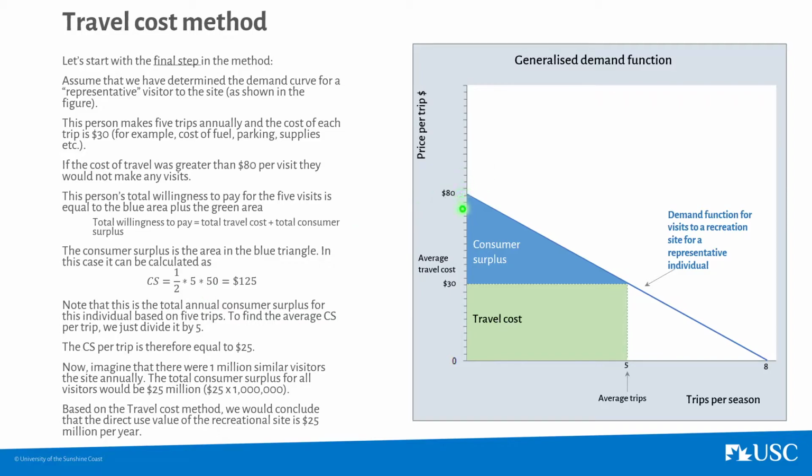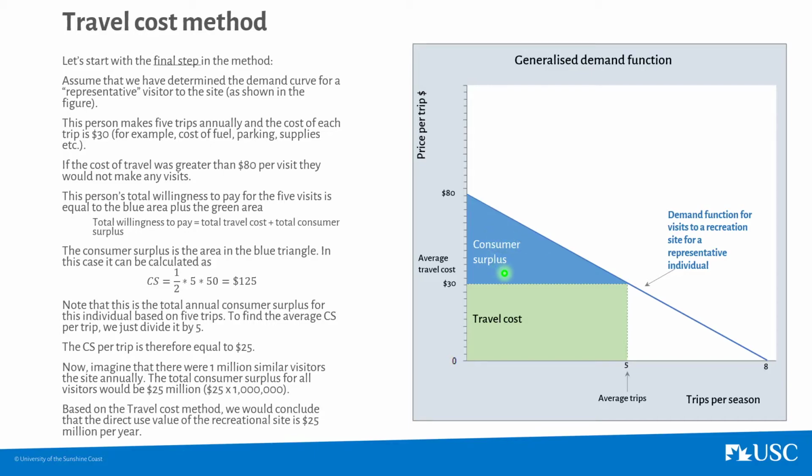So that is 50. They are consuming 5 trips. So 50 times 5 there. And then, so 250, but we would divide that by half because it's a triangle. It's only this part here. So that consumer surplus then in this particular example is 125. But note that that is the consumer surplus for all 5 of those trips, right? That's the total consumer surplus.